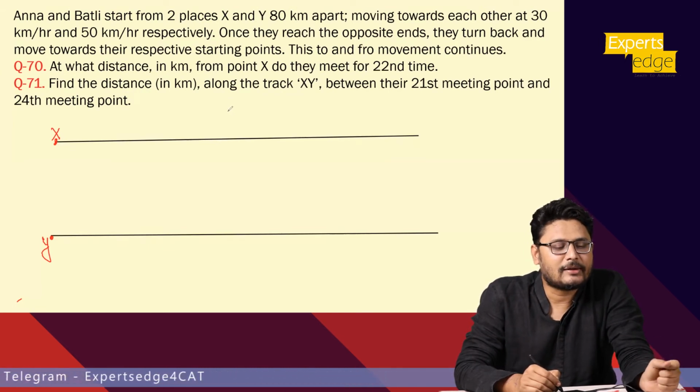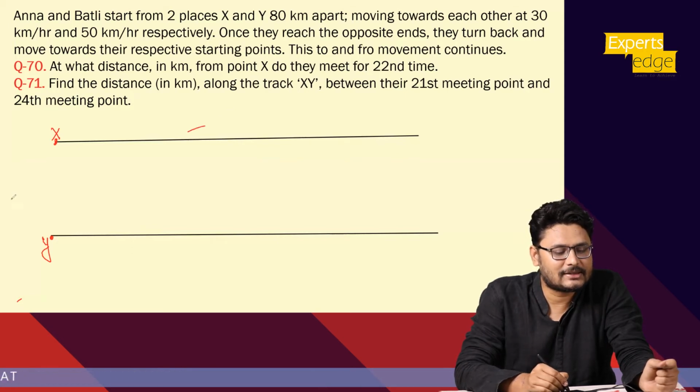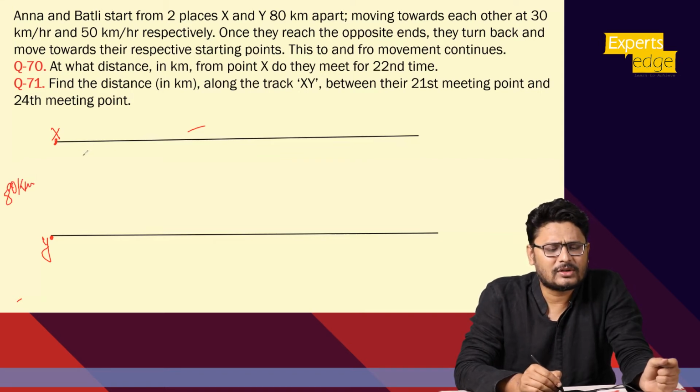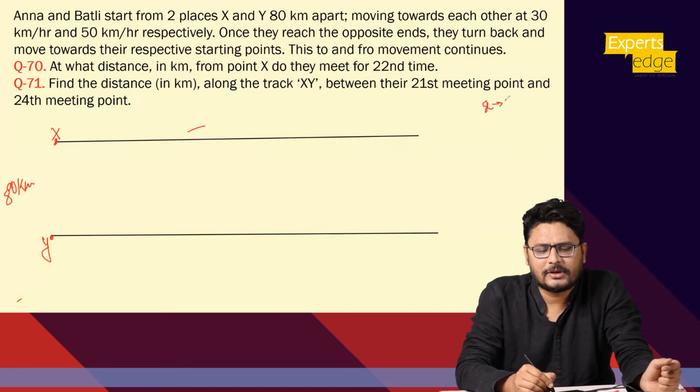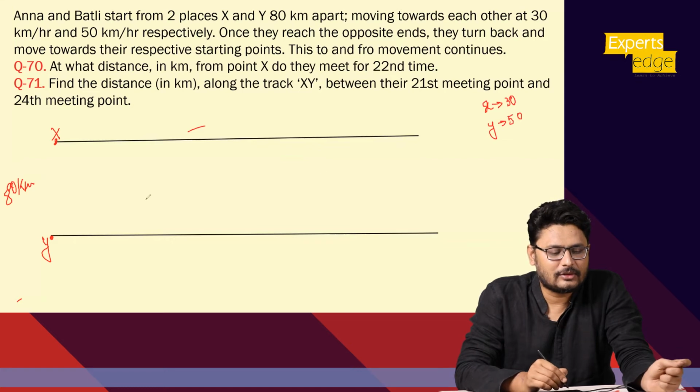What it says, Anna and Bartley start from two places X and Y 80 km apart. So basically this distance is given as 80. Now they travel towards each other at 30 and 50. तो X की speed is 30 and Y की speed is 50. Now in this, do you remember, right? हम यहाँ पे time लेते हैं, right? और ये distance.